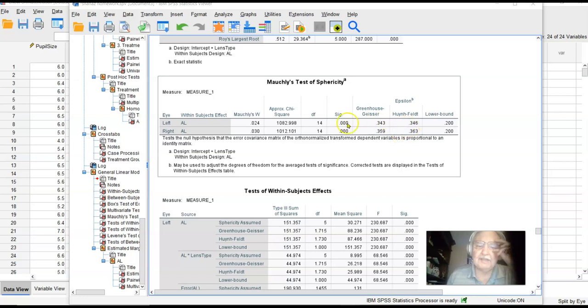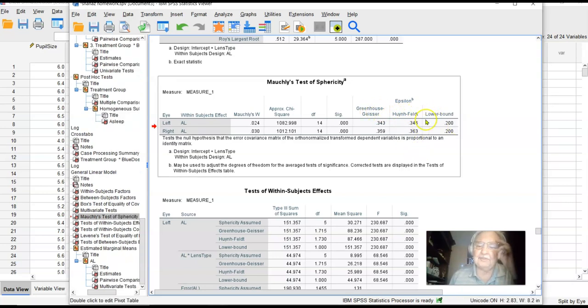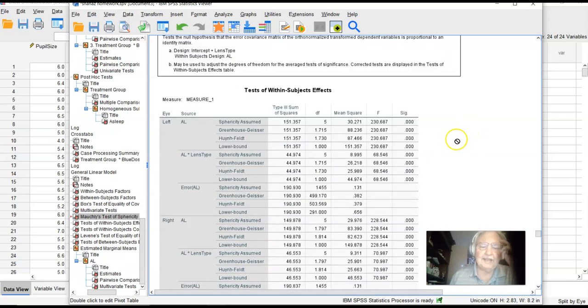So there's the epsilon, and then there are adjustments that you make. There's the Greenhouse-Geisser, the Huynh-Feldt, and something called a lower bound, which you hardly ever use. That's how bad it can get. You pick between these two. And generally speaking, if this number is less than 0.75, you use the Greenhouse-Geisser. If it's greater, you use the Huynh-Feldt. And where that comes into play is down here.